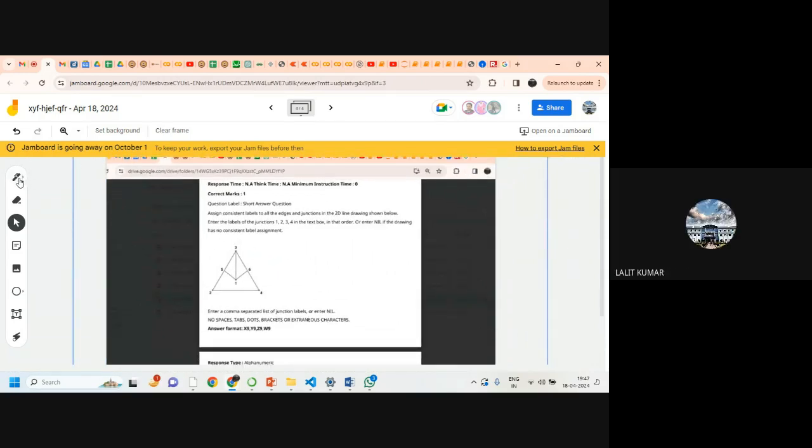So again, we start with 1, 2, 3 only. 1 is a W straight away. 2 is an L. 3 is a W. 4 is an L, 5 is a T, and 6 is a T. Okay. So now this is the case. So what do we do?